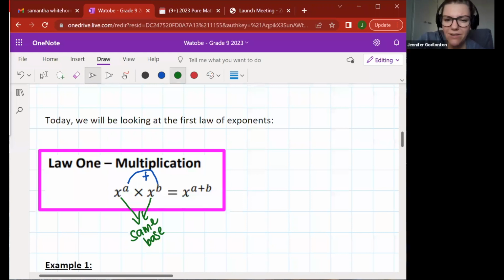Exactly. So if I'm having a look at an example here, now I've got x to the power of a plus b, sometimes that can feel a bit more confusing. So let's write it as numbers.